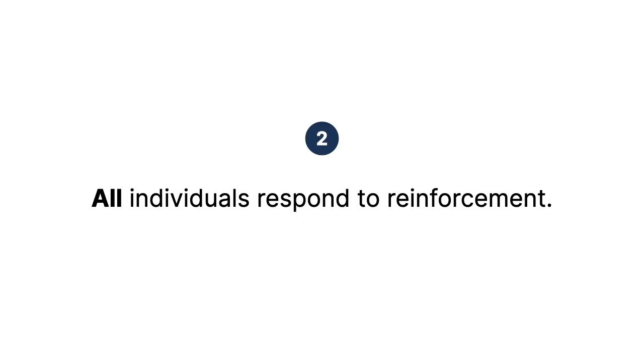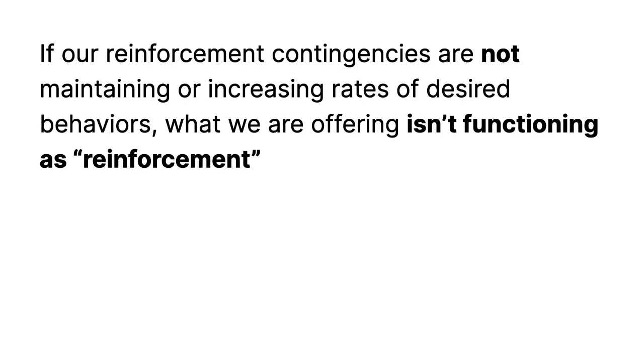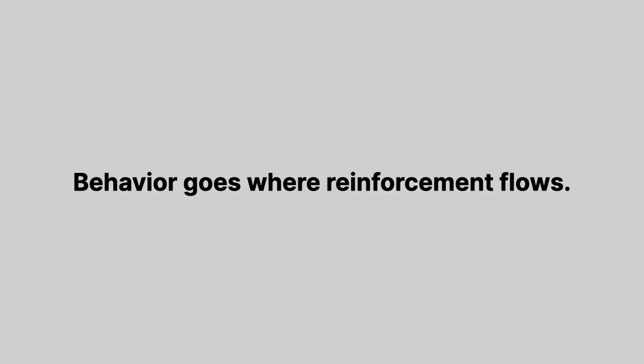Second, we have all heard someone say, this particular student just doesn't respond to reinforcement. As we've learned during this lesson, all individuals respond to reinforcement. If our reinforcement contingencies are not maintaining or increasing rates of desired behaviors for a particular student, then what we are offering is not functioning as reinforcement for that particular student. In this case, it is up to us as educators to adapt our reinforcement contingencies to incentivize desired behaviors for all of our students. In the world of behavior, there's a saying that goes, behavior goes where reinforcement flows.